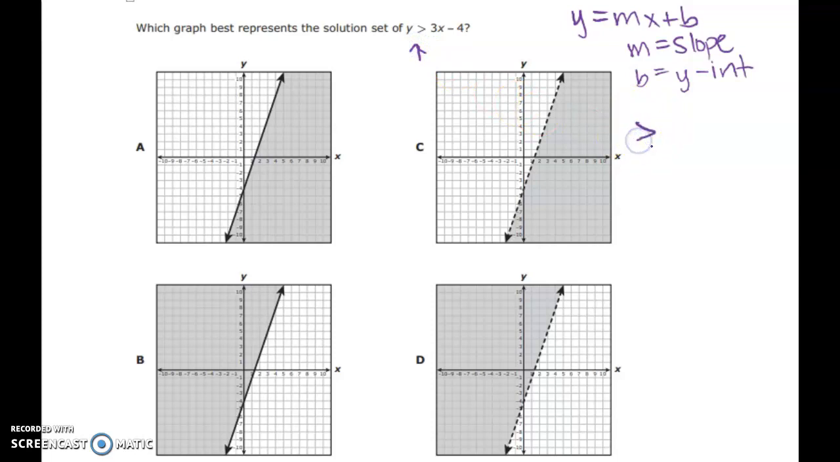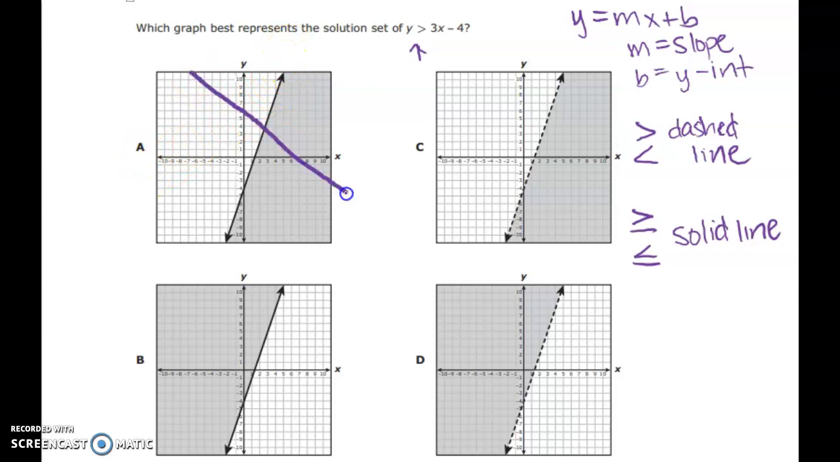The next thing you want to pay attention to is our inequality sign. Anytime you have greater than or less than, this is going to be a dashed or a dotted line. Anytime you have greater than or equal to or less than or equal to, this would be a solid line. This one happens to be greater than, so we know it's going to be a dashed line. So the very first thing I can do is cut out any graphs that have a solid line. Equation A is a solid line, so it can't be A. On B, my graph has a solid line as well, so I know it cannot be that one. So now I've got to look at graph C and graph D.